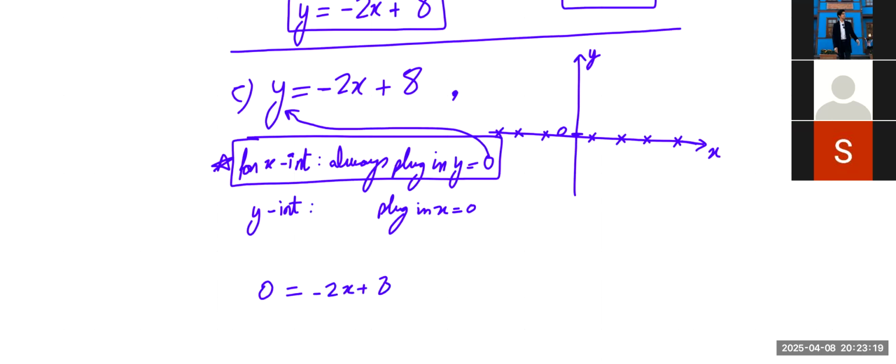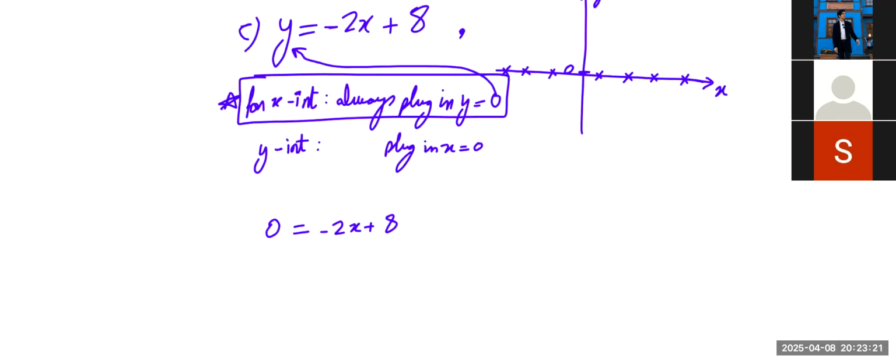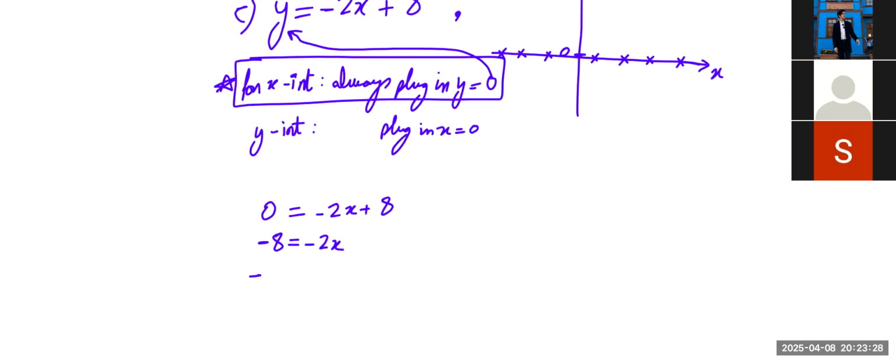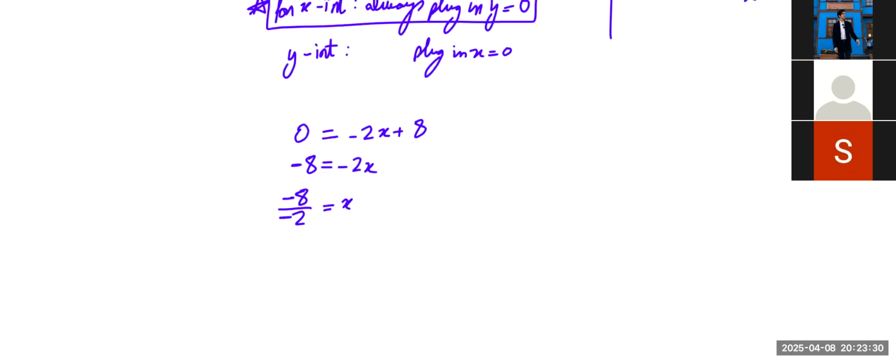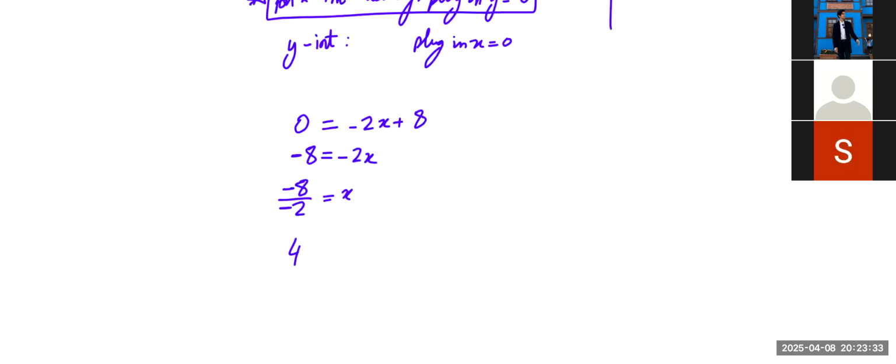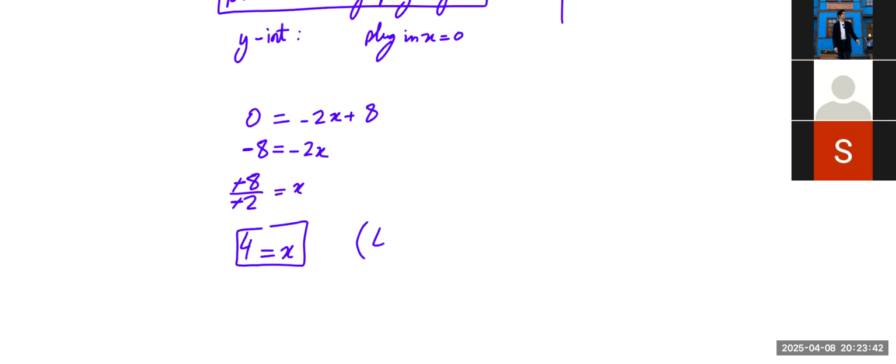And now we just need to solve for x. To solve this for x, I will subtract 8 on both sides, and then I'll divide by -2 on both sides, which leaves me with -8 over -2, which is 4, because the negatives cancel out, and 8 over 2 is 4. So the x value is 4, which means that the point where the line crosses the x-axis has x value 4, y value of course 0. Why? Because it's on the x-axis. Any questions so far?